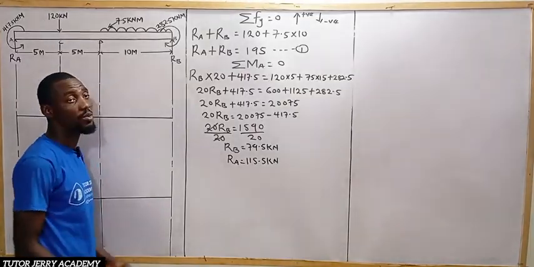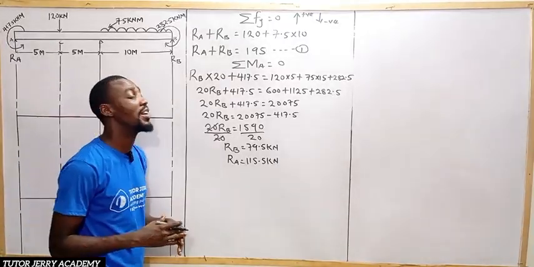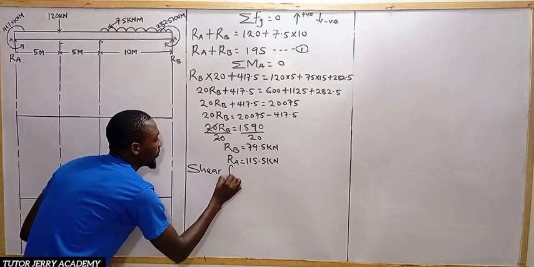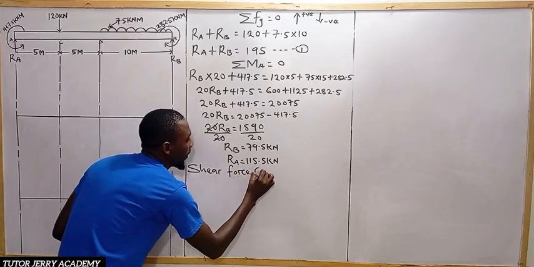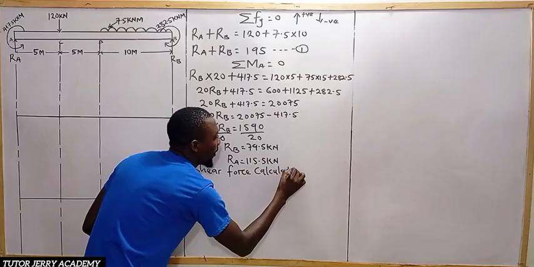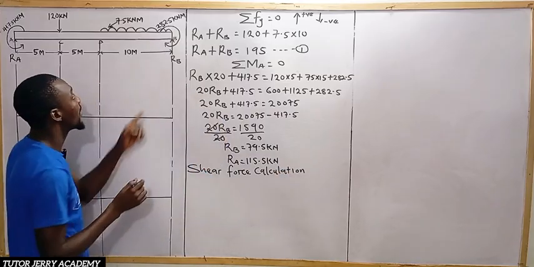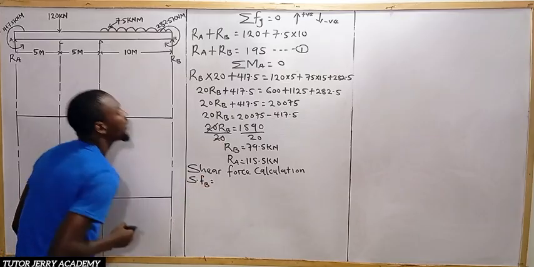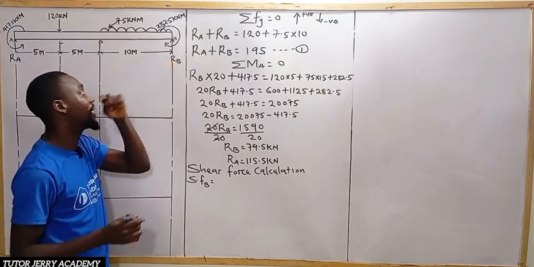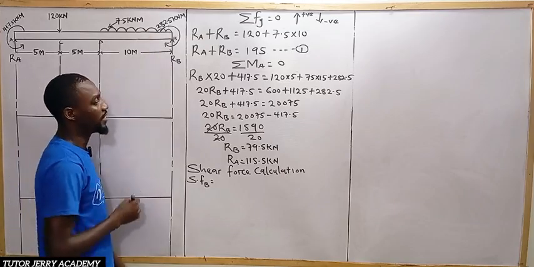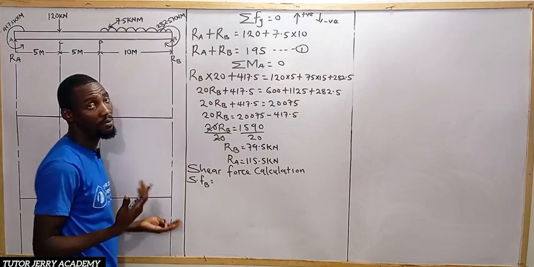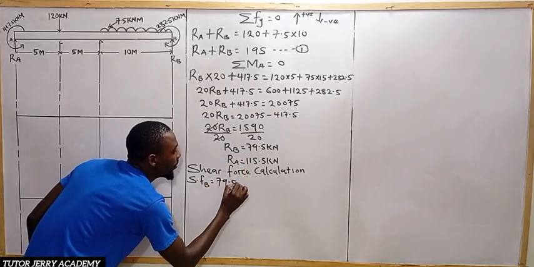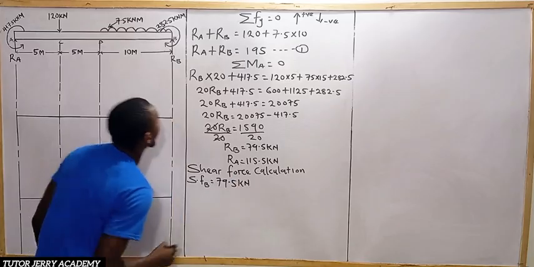So the next thing we are going to be doing is our shear force calculation. All right, so we will be starting with the shear force at point B. So the shear force at point B will be equal to, at point B to our right hand side, we have an upward force, which is the reaction at B, and we have said the upward force should be what? Positive. So our reaction at point B is going to be 79.5 kilonewton. All right, that is the shear force.